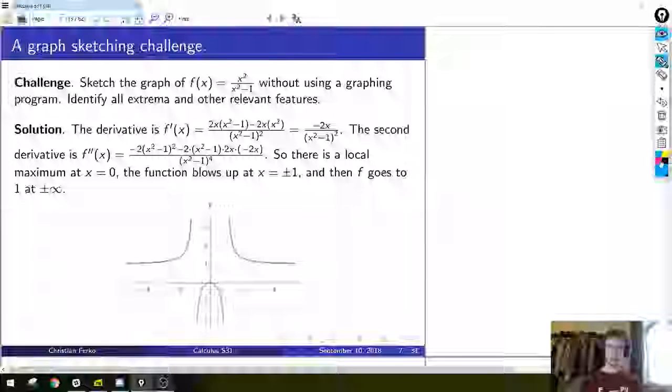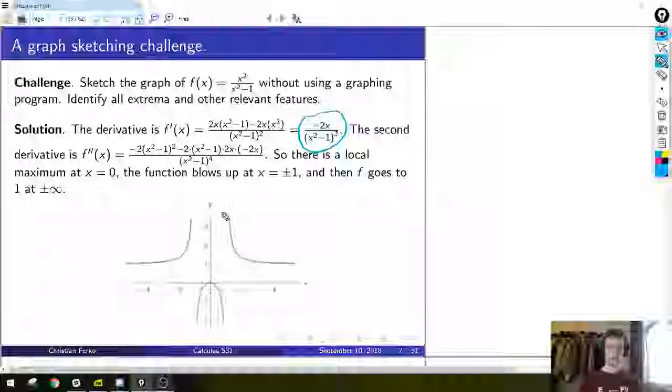Let's double check what we said. So here I plotted with Mathematica to do some analysis. As you can see, it's basically exactly what we expected. Qualitatively, it goes to 1 at either side. It blows up at x equals plus or minus 1. Concave down here, which agrees with our check that the second derivative is negative there. The first derivative vanishes at 0, so there's a local max.